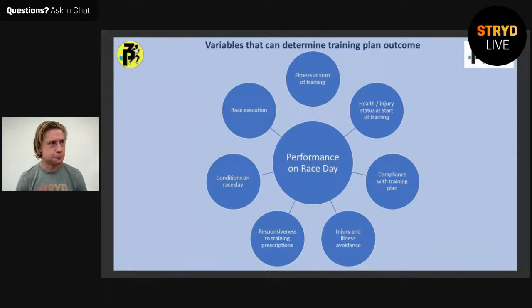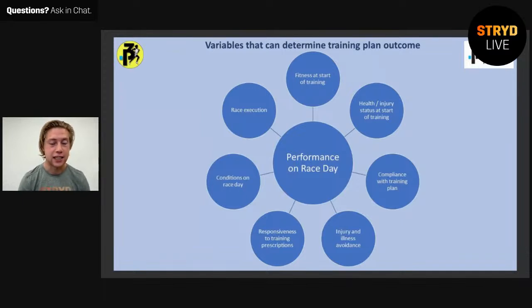To contextualize this presentation, I'm using a chart from Coach Steve Palladino of the Palladino Power Project. These are variables that determine training plan outcome. In the center, we have performance on race day: the power you output on race day, the time you finish in on race day. And then there are 6 factors that influence that.